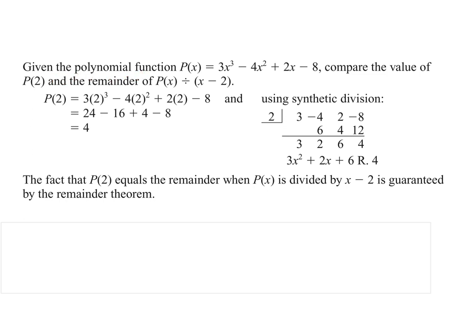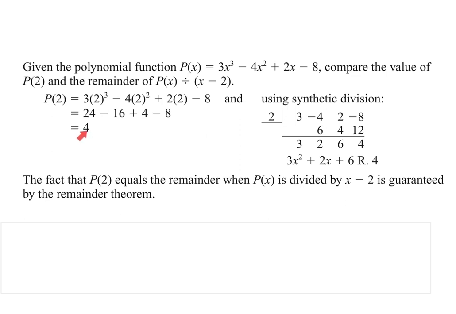It says, given the polynomial function, and they give us this big old polynomial, the value of p of 2, that just means plug it in. So remember, if you have f of a number or the function with parentheses, it doesn't mean multiply. It means plug that number into the function. All right, so if I take 2 and I plug it into this, so 3 times 2 cubed minus 4 times 2 squared plus 2 times 2 minus 8. Plug it in. I get 4, all right? So if I plug a 2 in, my answer is 4.